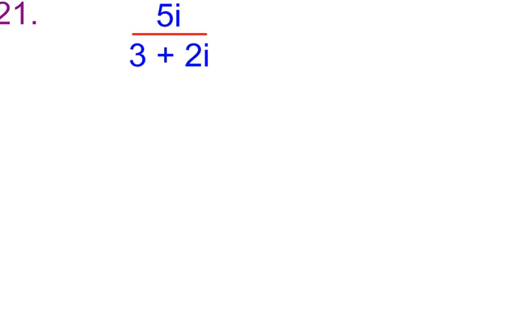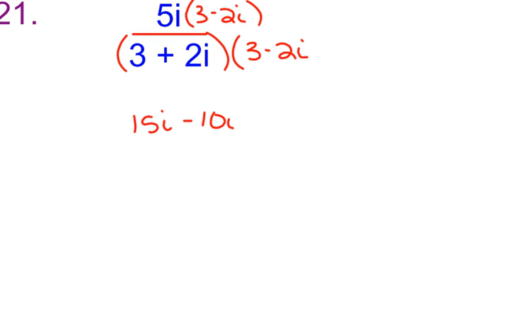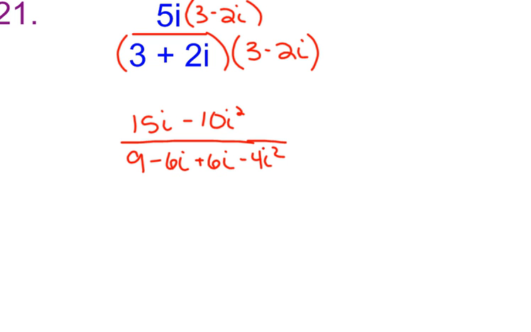Number 21 then, notice we have a binomial in our denominator. So we have a 3 plus 2i, two terms. Whenever it's a binomial that you're trying to get rid of, I have to multiply by the conjugate. So the conjugate of 3 plus 2i would be 3 minus 2i. So in my numerator, I'm going to distribute that 5i and get 15i minus 10i squared divided by, and I'm going to FOIL in my denominator. So I'd have 9 minus 6i plus 6i minus 4i squared.